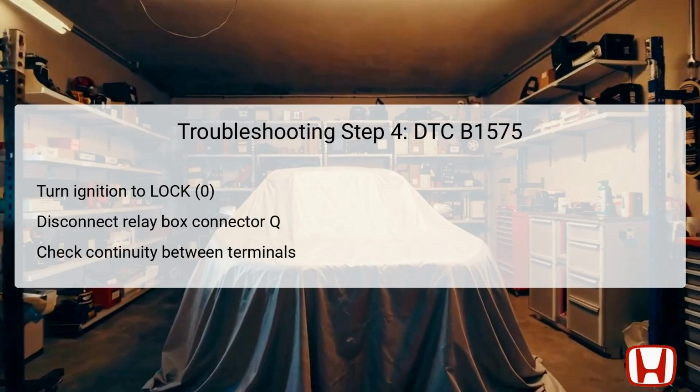Ensuring there is continuity confirms that the circuit is intact. If there is no continuity detected, it points to potential issues within the fuse relay box or the wire connections between it and the sensor. This thorough checking ensures all pathways and connections are functional before concluding further actions.